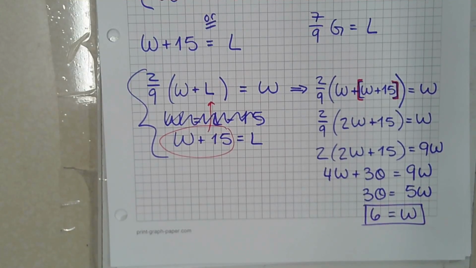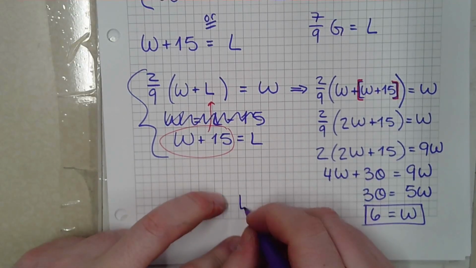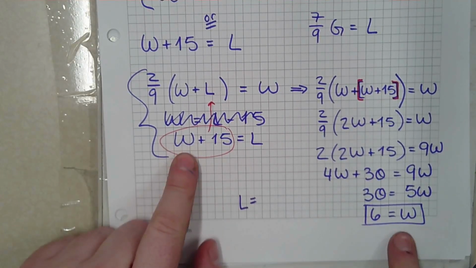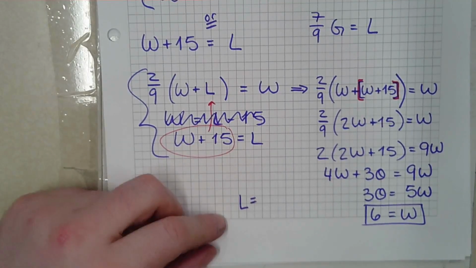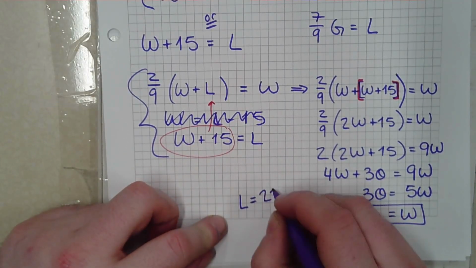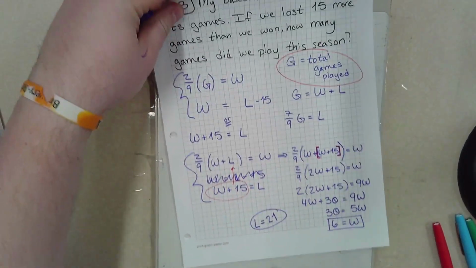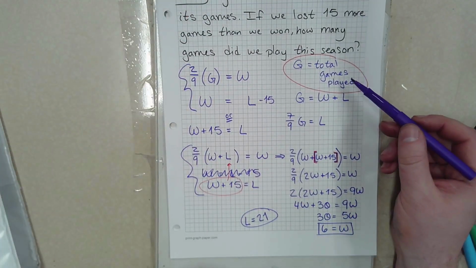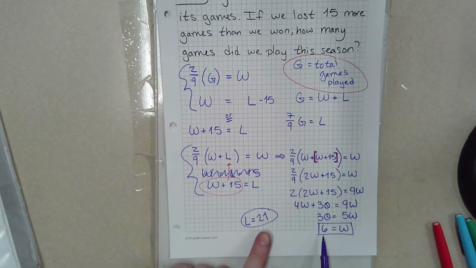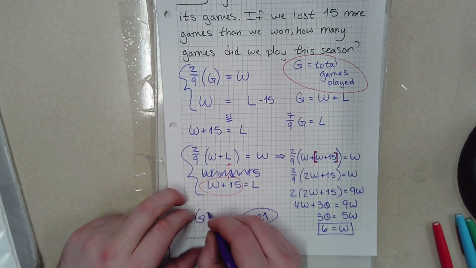So that's the number of wins we had in the season. We only won 6 games. And if you're clever, you can figure out the number of losses, right? The number of wins plus 15 is losses. So losses must have been 21 losses. We want to know, and keep your eye on the ball, how many total games we played. Well, altogether, that's going to be 27 games.